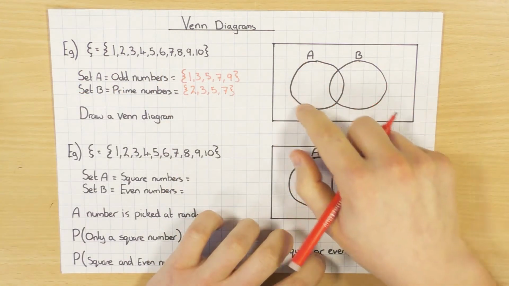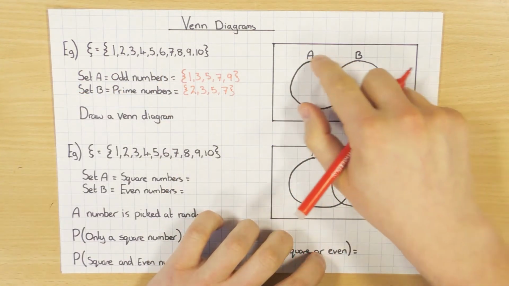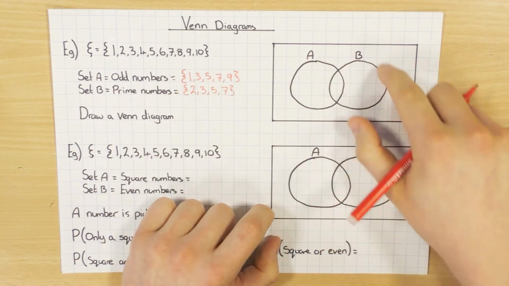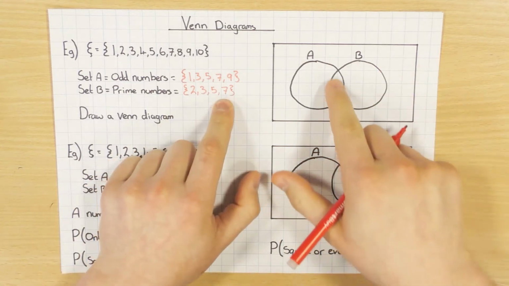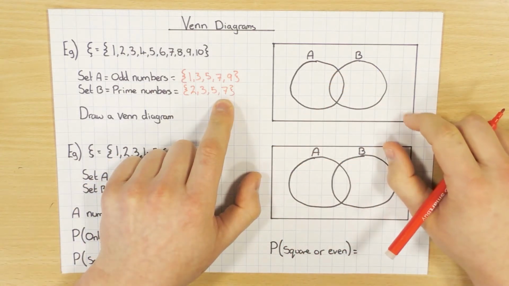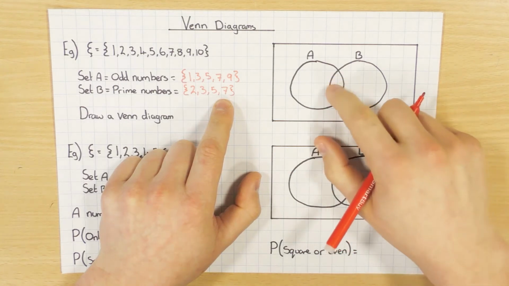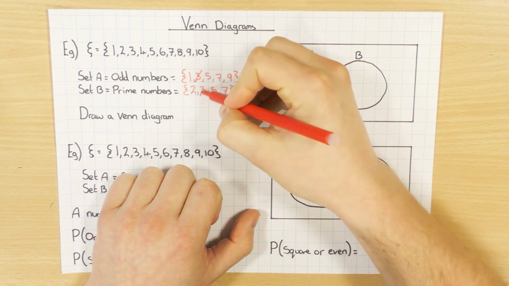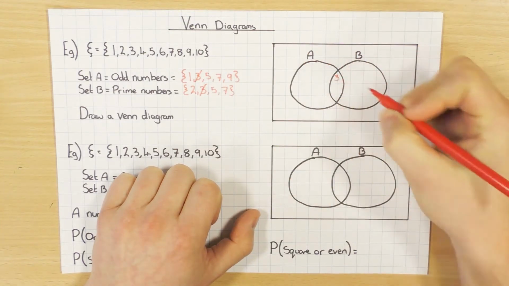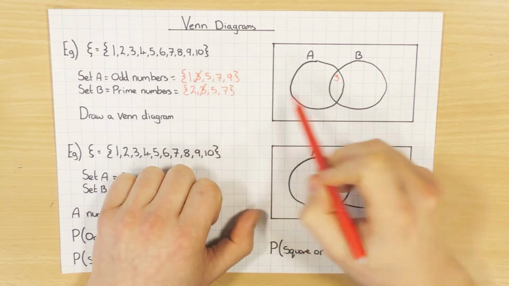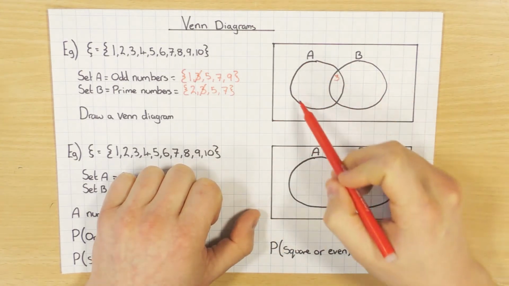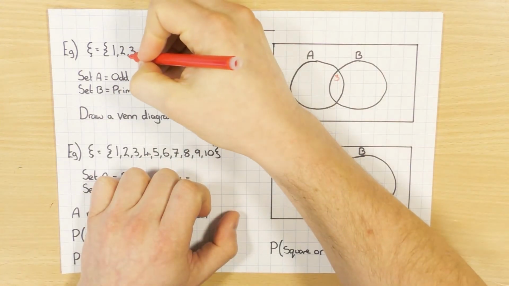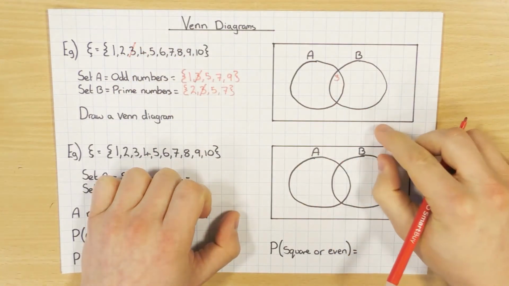So remember, here's my set A, so the whole circle will be my set A, which is my odd numbers, and the whole of set B, the whole circle, will be my prime numbers. And where they overlap, as you might have remembered from the previous video, is the numbers that are the same. So I'm going to fill that bit in first. So I've got a 3 in both, so I'll put a 3 in there. Now when you populate the Venn diagram, not only do you cross it off here, I would also cross it off from your list of numbers. And you'll see why I do that in a minute.